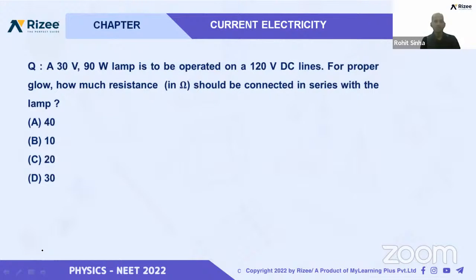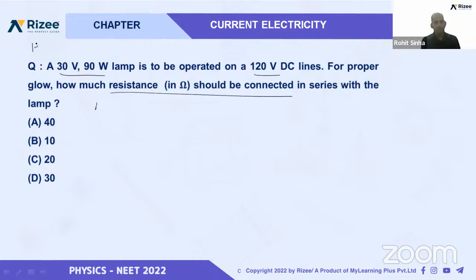Take this question and try it. It is also a simple question. I think it is also a simple question. All things are given. You see here, all things are given.